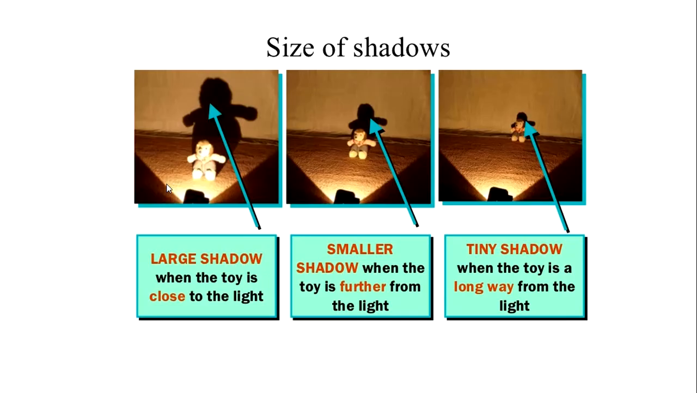Now the shadows sometimes are bigger, sometimes they are smaller. Quite different shadows are there. For example, here you can see a teddy bear with a source of light, an artificial light. You see that the larger shadow is there when the toy is closer to the light, and on the other hand, here you see a smaller shadow when the toy is further from the light, and then there's a tiny shadow when the toy is far away from the light. So this all depends on the angles and on the distance.